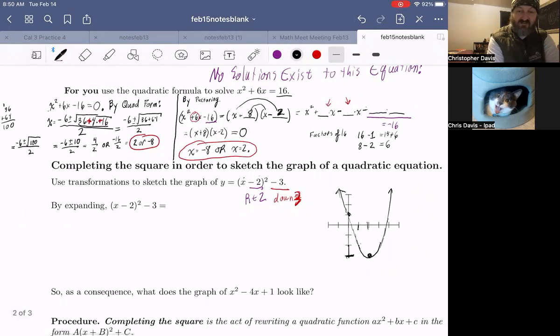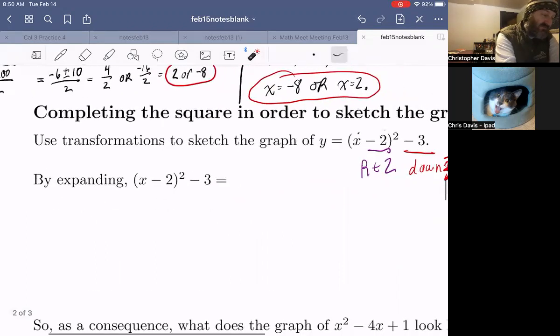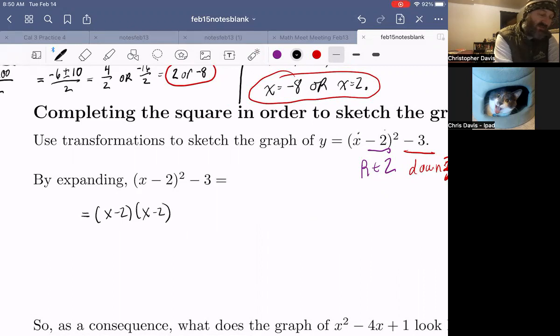It's easy to graph a function if it already looks like this. On the other hand, you can expand this out to get a new function. So let's do that. Let's expand that out. So that'll be (x minus 2) times (x minus 2), because that's what (x minus 2) squared means, plus 3. And this, you expand that out by foiling.